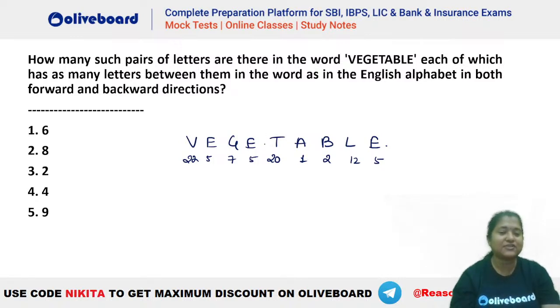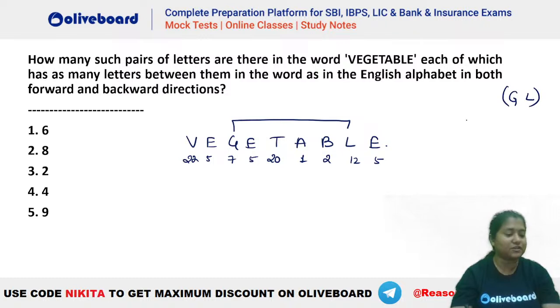4 pairs. Let's try, right? With 22, you can see nothing is greater than 22, so we will not consider 22 here. With this 5, do we have anything common? Let's see, 5, 6, 7, 8, 9, 10, 11. No. With this 7, do we have anything towards the left? No. Towards the right, 7, 8, 9, 10, 11, 12. So the first pair that we can see is 7 and 12. That is your G and L, right? This is the first one.